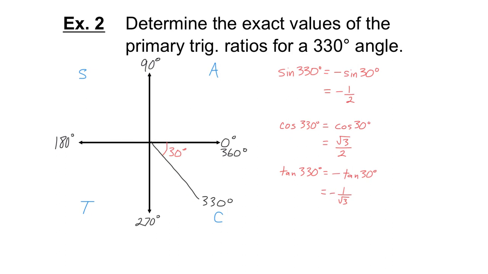Other than that, the values are the same for sine, cos, and tan of 30 degrees. So sine of 330 is negative 1 over 2, cosine is root 3 over 2, and tan 330 is negative 1 over root 3.